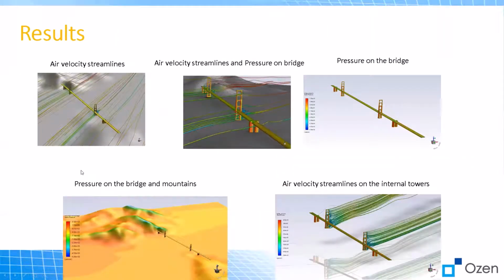This is some of the results. We have here the air velocity streamlines. Here the velocity streamlines and the pressure on the bridge. This only shows the pressure on the bridge. This is focused streamlines on the towers. We call this internal towers. And then we have the pressure on the mountain as well as the pressure on the bridge.